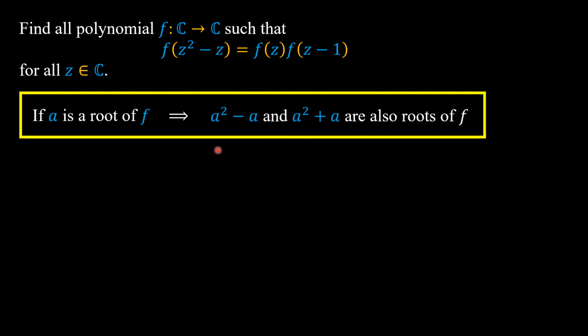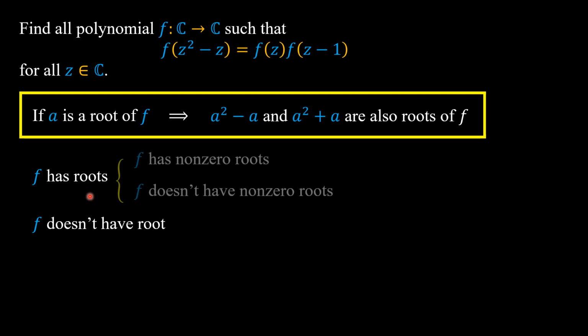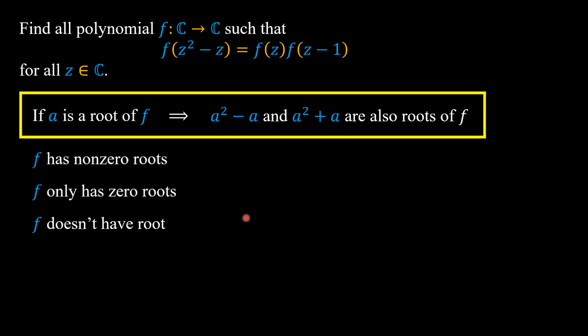This statement tells us that we can always construct two new roots from the old roots. These two new roots may be the same as the old roots or may be different from the old roots. So we can divide the polynomial f in the problem into three cases. F has roots, f doesn't have roots. F has roots can be divided into two cases. First, f has non-zero roots. Second, f doesn't have non-zero roots. F doesn't have non-zero roots is equivalent to f only has 0 as a root. So we have these three cases.